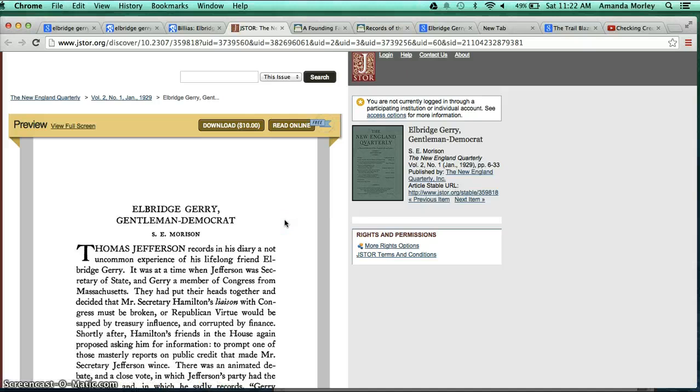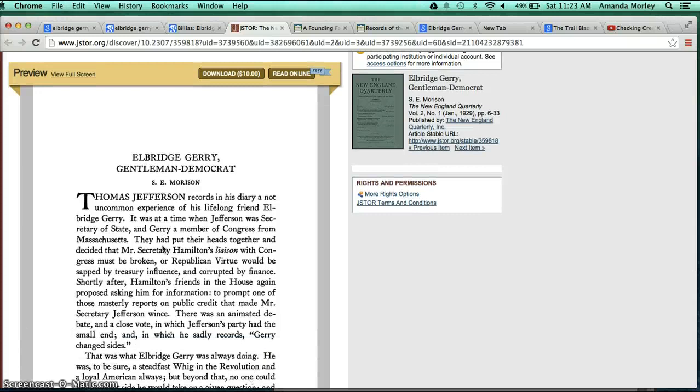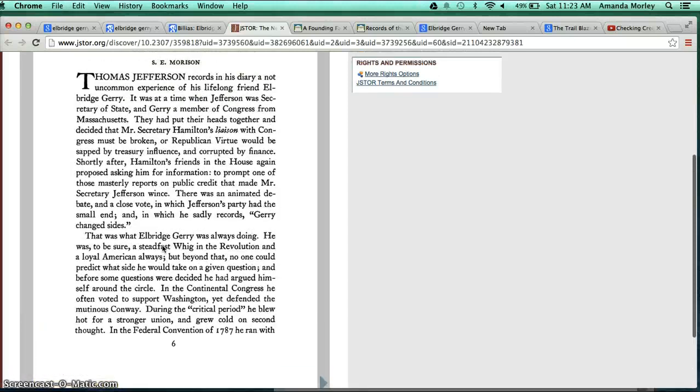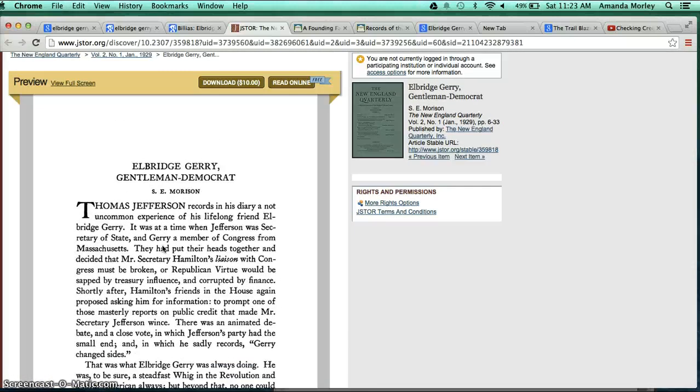Now, what I want you to see is some scholarly journals will have what's called an abstract, which is basically a summary of what they cover, very much like the back of a novel tells you information, except an abstract doesn't really leave things. It's not like trying to hook you with something fascinating and make you wonder. It basically summarizes what is covered in that source. Some do not. So you get a preview and you can check really quickly if this is something useful for you. Elbridge Gerry, Gentleman Democrat.